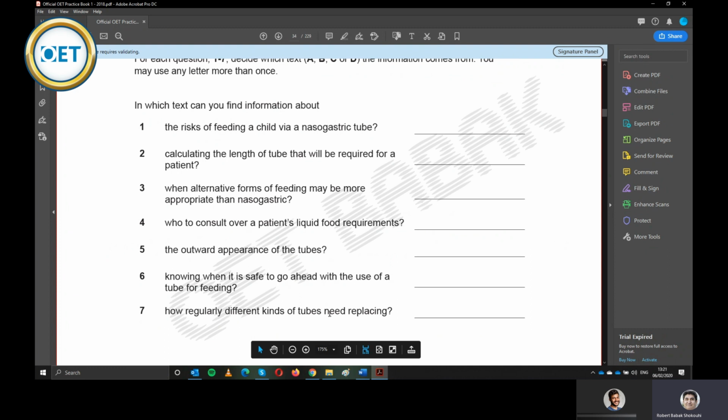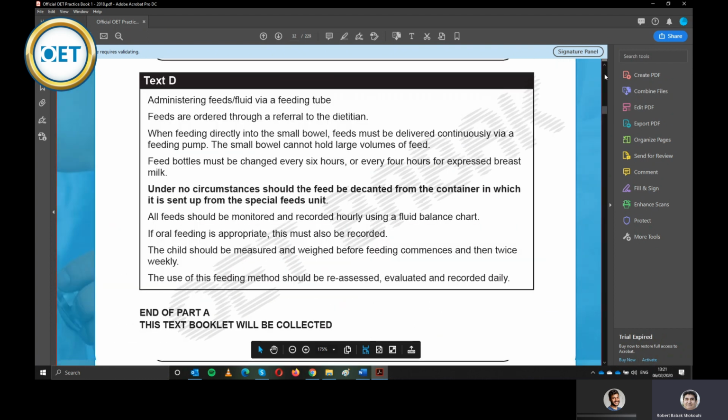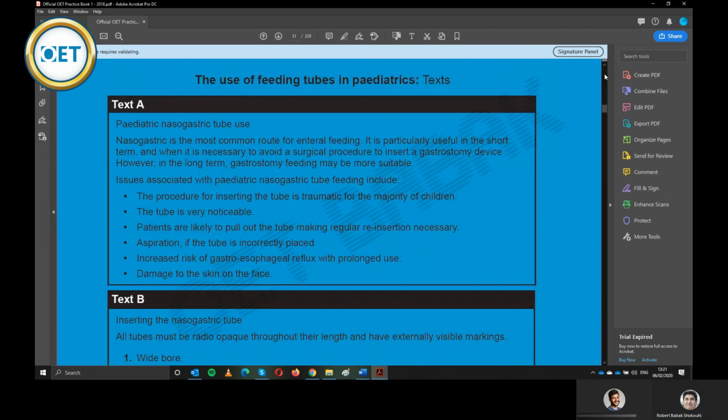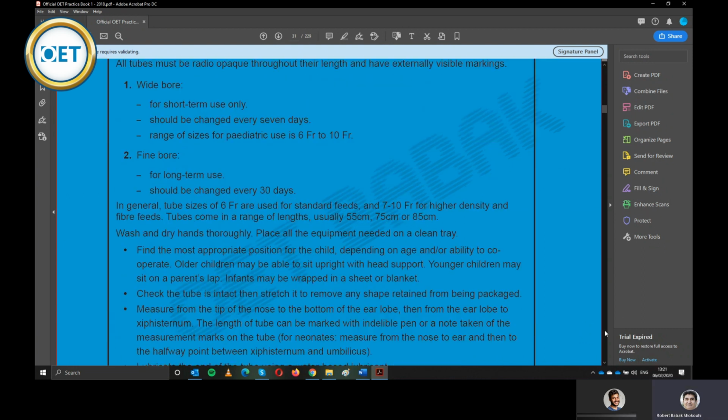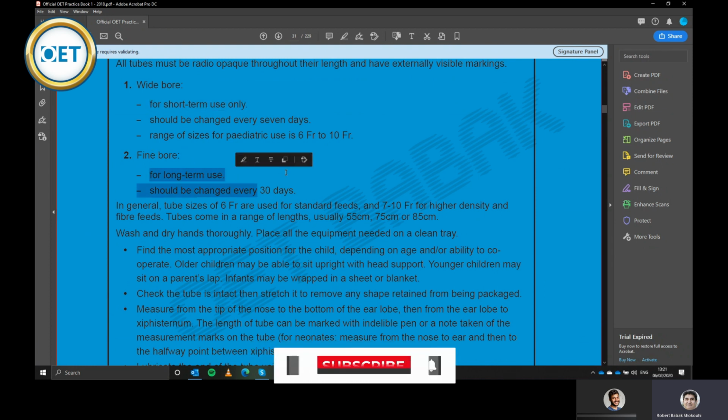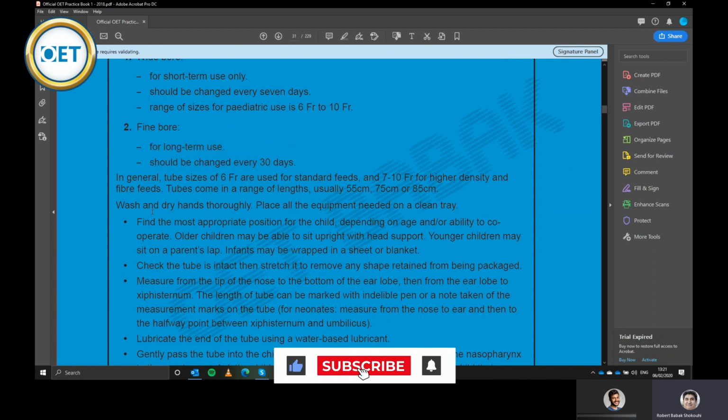How regularly different kinds of tubes need replacing? We didn't have that, yes? So we need this one, replacing and alternative forms. Let's go up. So it's for short-term use. Okay, it's for long-term use.